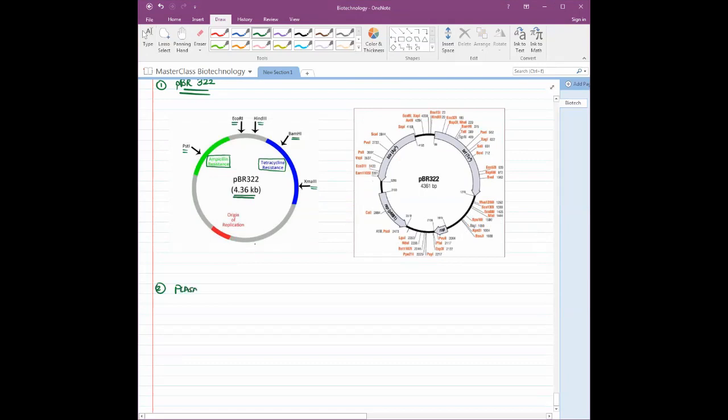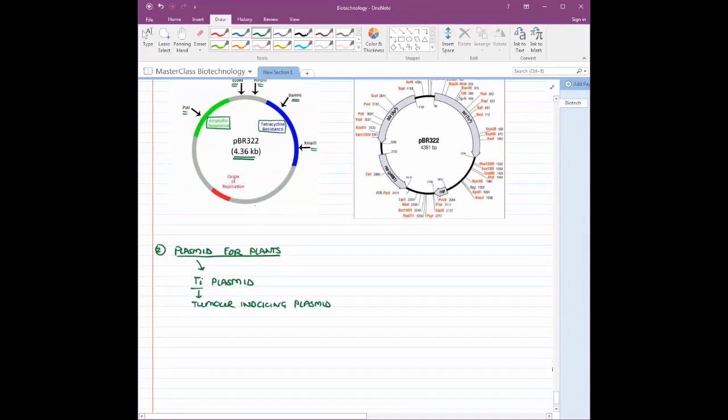So, a plasmid for plants. Which plasmid is it? I just told you, it is the Ti plasmid. Now, what is the full name of this Ti plasmid? It is the tumor inducing plasmid. And where are we going to get this from? This is obtained from a soil bacterium, which is Agrobacterium tumefaciens.